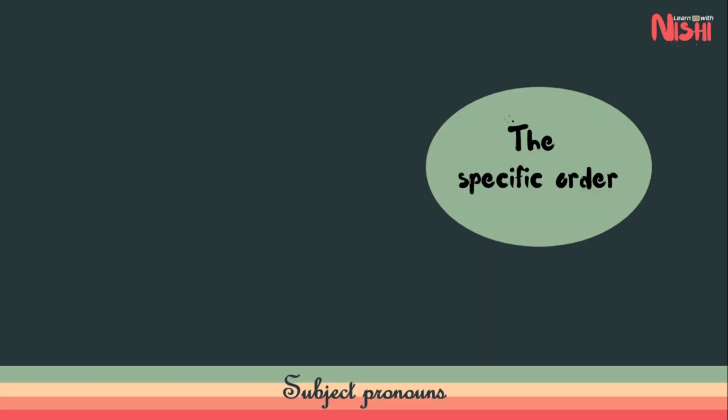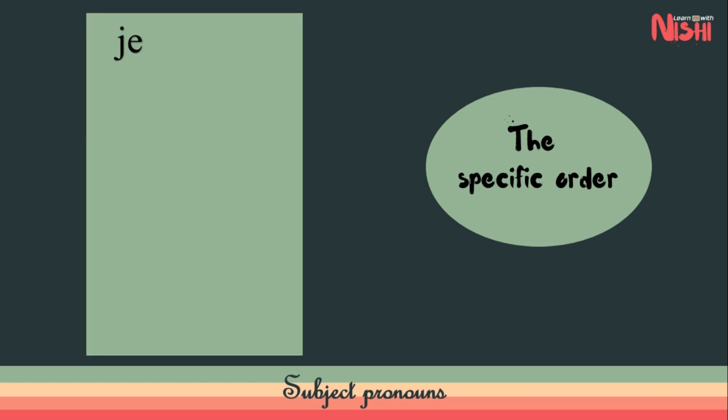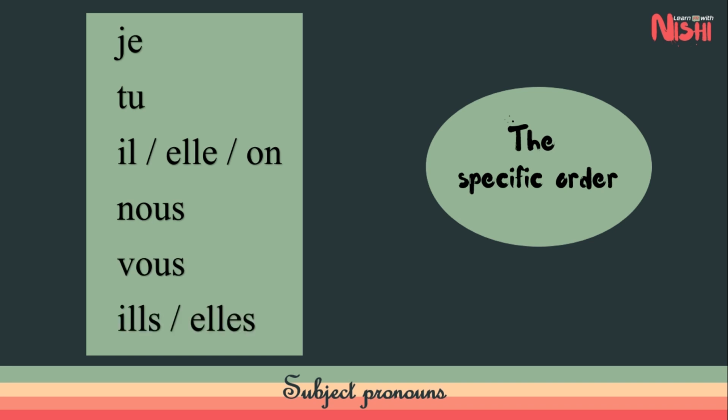Now the most important thing, you have to learn these subject pronouns in a specific order, because this order will help you to conjugate the verbs. So the order is je, tu, il, elle, on, nous, vous, ils or elles. Try to learn the subject pronouns in this order.